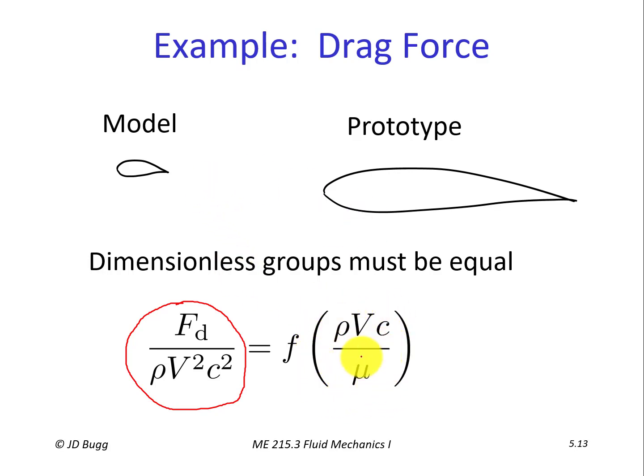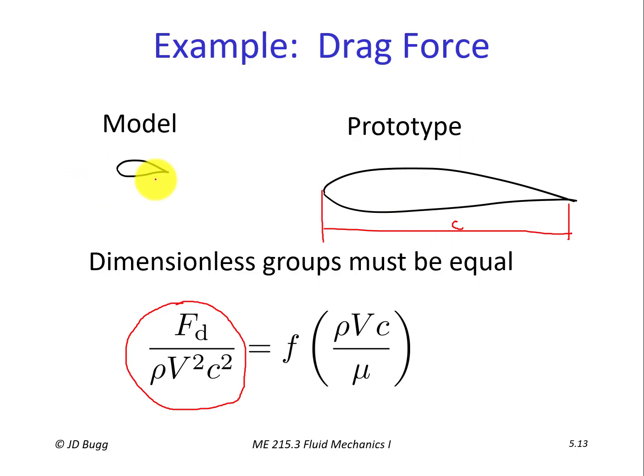And we're going to go through this process of developing this equation in the next lecture video. But drag force divided by rho v squared c squared is a function of rho v c over mu. Well, first of all, I need to tell you what this c is. C is the chord length. So that's the distance from the tip of the airfoil to the trailing edge. So that's C. So the prototype has a chord and the model has a chord.